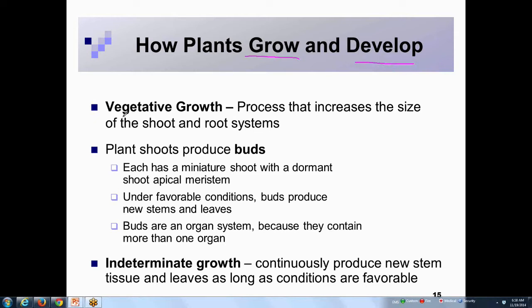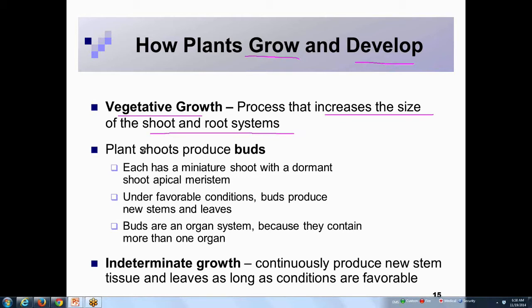It's amazing. First, we have what's called vegetative growth. This increases the size of the shoot and root systems. Notice in vegetative growth there's no mention of flowers or fruits. That's what we call reproductive growth. So vegetative growth is all the growth of everything in the plant body except for the reproductive parts, again, the flowers and the fruits.